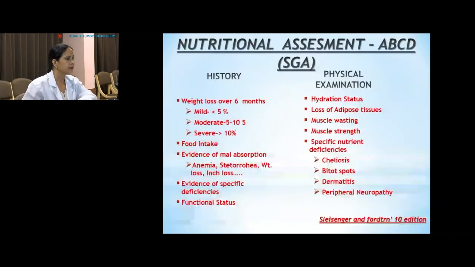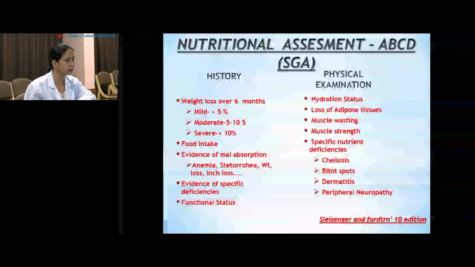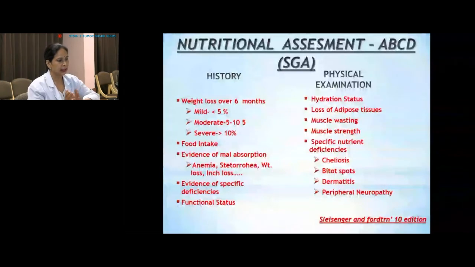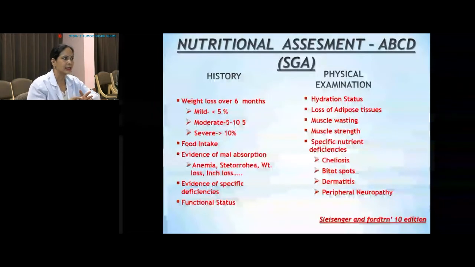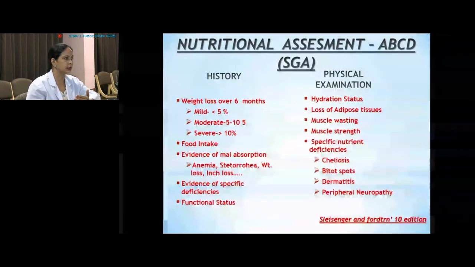So how do we assess the nutritional status once the patient comes to the OPD or IPD? What methods can be used? Here are four or five basic methods, which are important to know, in the form of A, B, C and D. A is anthropometric, B is biochemical, C is clinical, and D is dietary method. Here SGA is the basic and very important method to assess nutritional status in cirrhosis patients.